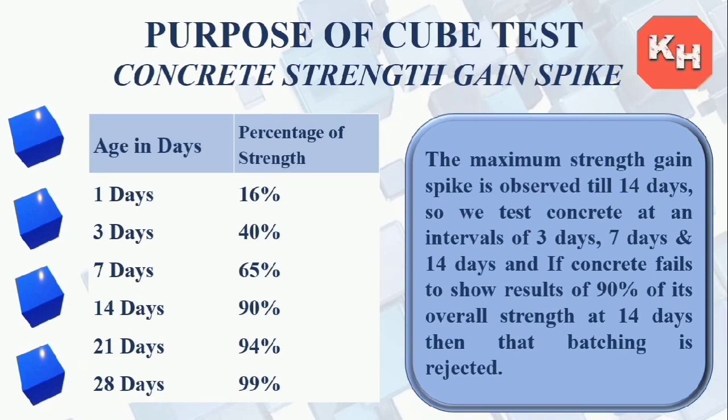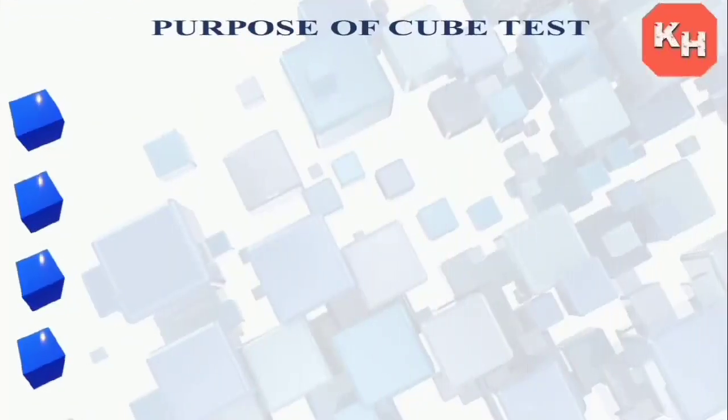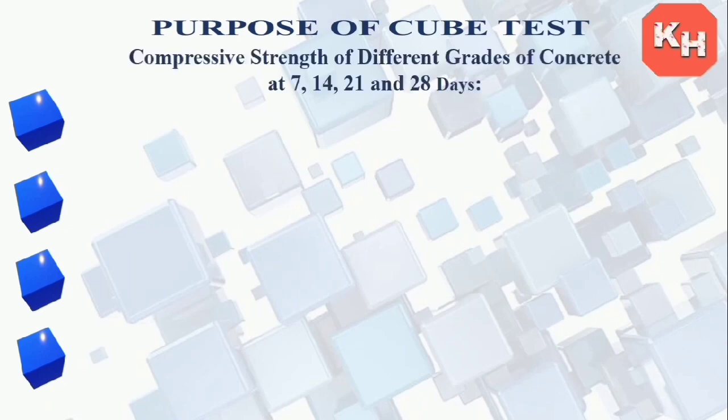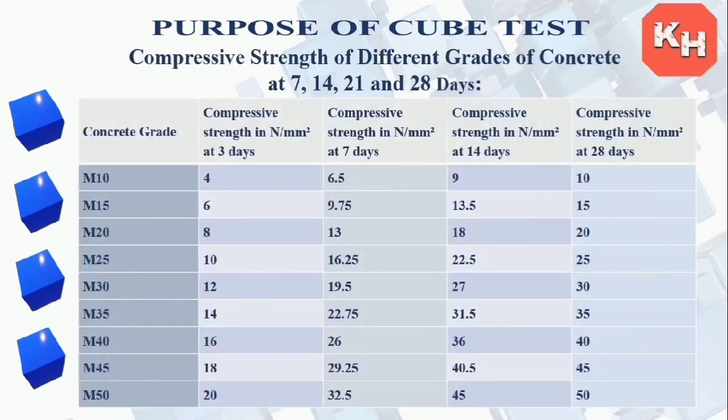The maximum strength gain spike is observed till 14 days. So we test concrete at intervals of 3 days, 7 days and 14 days. And if the concrete fails to reach 90% of its overall strength at 14 days, then that batch is rejected. As you can see, the table explains the concrete strength gain spike. Usually the maximum strength gain is observed till 14 days.